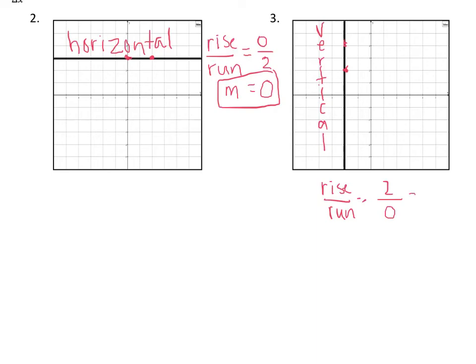And if you remember your fractions, anytime you have a 0 in the denominator, that is considered undefined, because you cannot divide by 0. So in this particular case, my slope, and this would be true for any vertical line, it is an undefined slope.